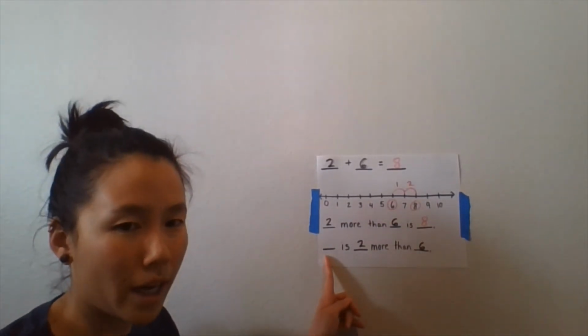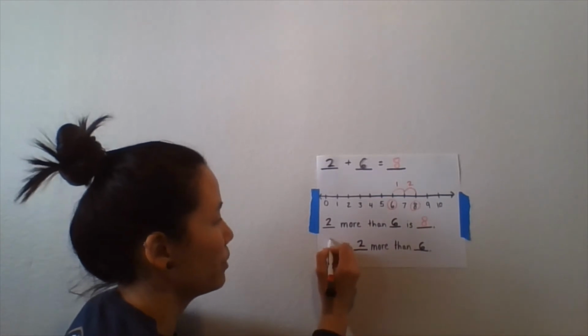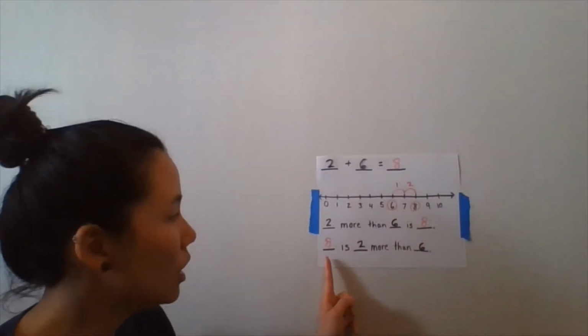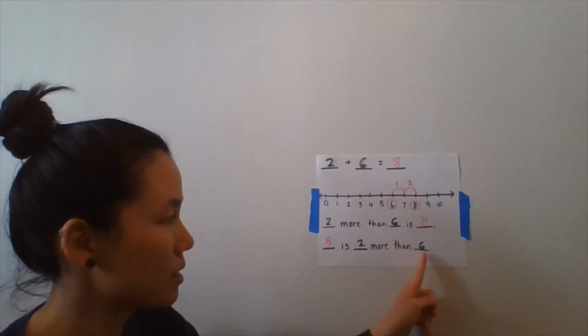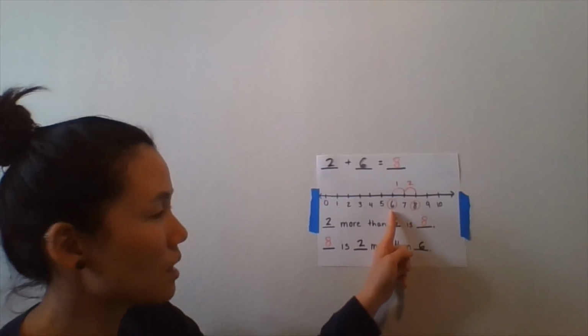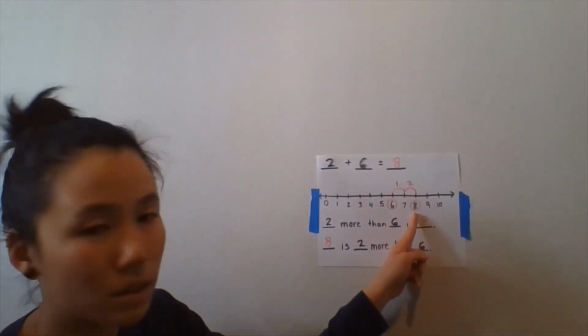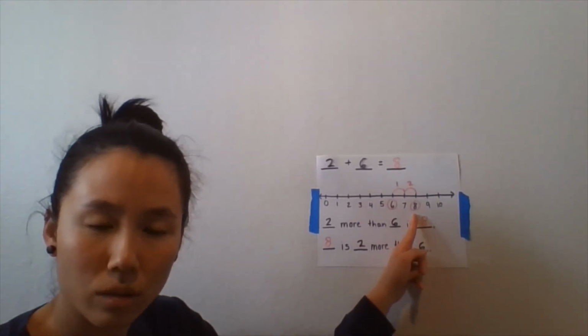Then I know that my answer goes down here, and I want to make sure that it's true. So if I put in my answer, 8 here, I can read it out loud, make sure it's true. 8 is 2 more than 6. If I start at 6 and I go 2 more, 1, 2, is my answer 8? Yeah, so I know that that sentence is true.